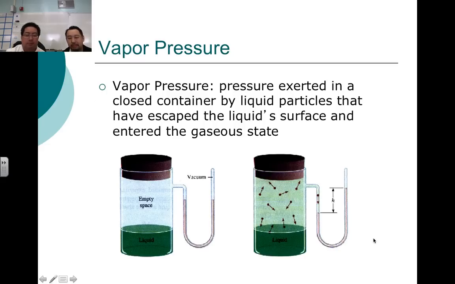A real-world example of you experiencing this: if you've ever been in an indoor pool, you'll notice that the space feels kind of stuffy. That's because of vapor pressure. Also, the boiling point of a liquid is the situation where the vapor pressure is equal to the atmospheric pressure.